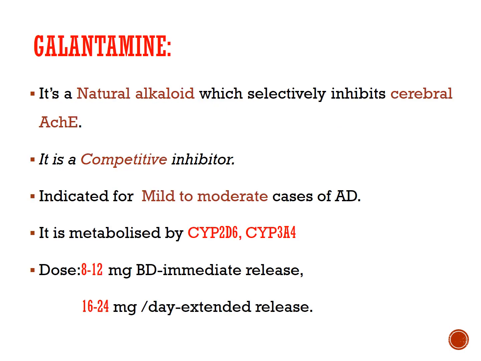The next agent is galantamine. It's a natural alkaloid with selective action on the cerebral acetylcholinesterase. It's a competitive inhibitor of the acetylcholinesterase enzyme. It's indicated for mild to moderate cases and it's metabolized by the cytochrome enzymes, especially P2D6 as well as P3A4. We can use this drug orally through different preparations like immediate release or extended release preparation.